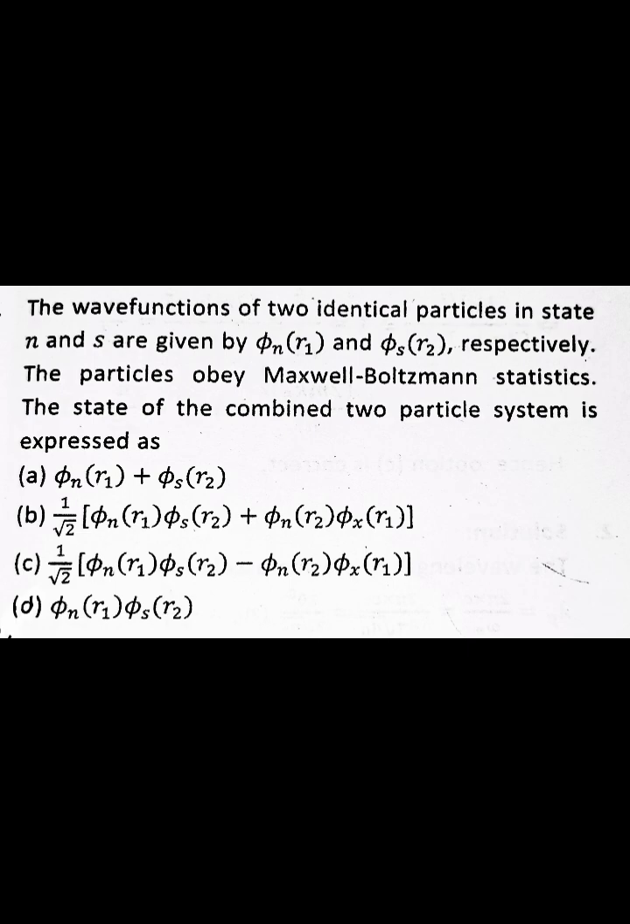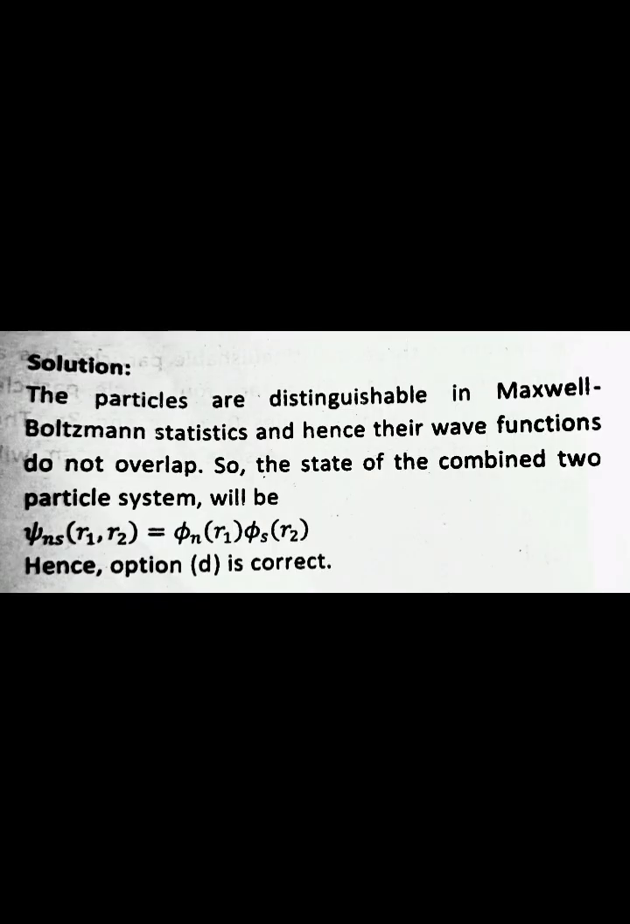The particles obey Maxwell-Boltzmann statistics. The state of the combined two-particle system is expressed as follows. In Maxwell-Boltzmann statistics, the particles are distinguishable. Hence, their wave functions do not overlap. So, the state of the combined two-particle system will be psi is equal to phi n of r1 into phi s of r2. So the answer is option D.